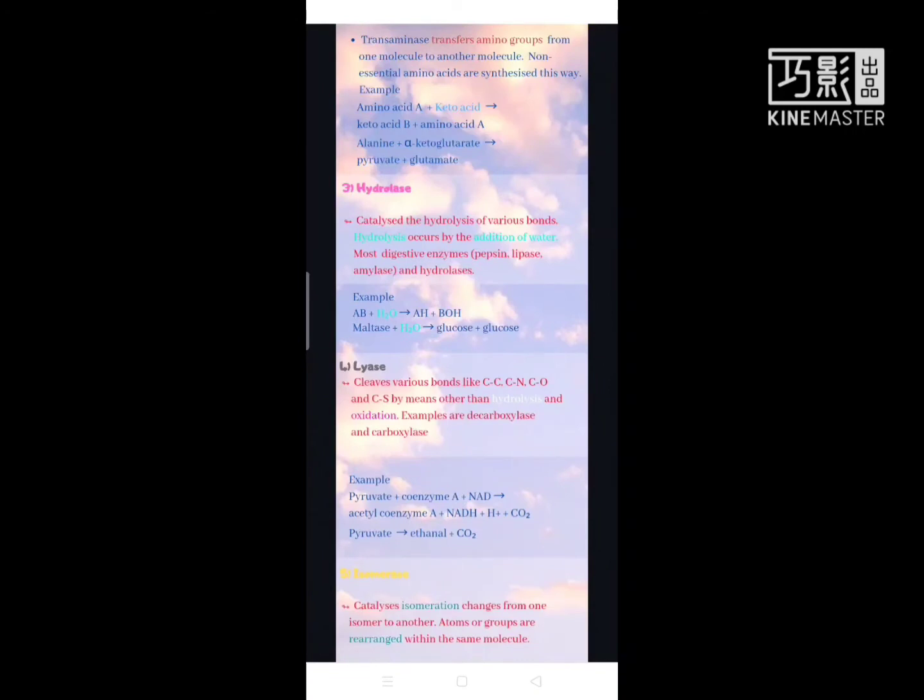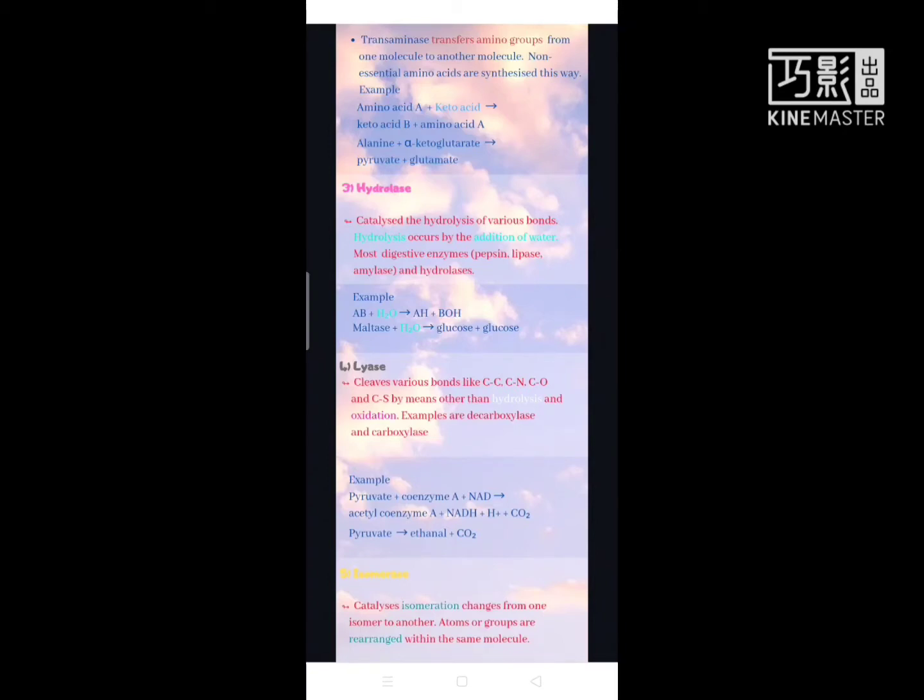The third class of enzyme is hydrolase. Hydrolases catalyze the hydrolysis of various bonds. Hydrolysis occurs by the addition of water. Most of the digestive enzymes, pepsin, lipase, and amylase, are also hydrolases. For example, maltose and water will produce glucose and glucose in the presence of the catalyst maltase.